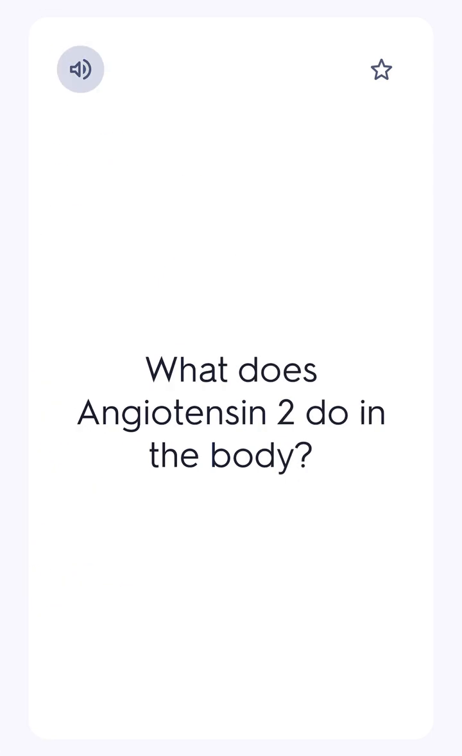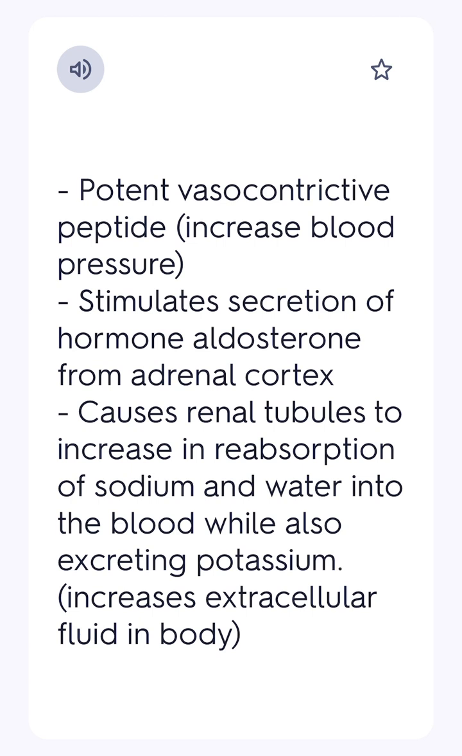What does angiotensin II do in the body? Potent vasoconstrictive peptide, stimulates secretion of the hormone aldosterone from the adrenal cortex, causes renal tubules to increase reabsorption of sodium and water into the blood while also excreting potassium.